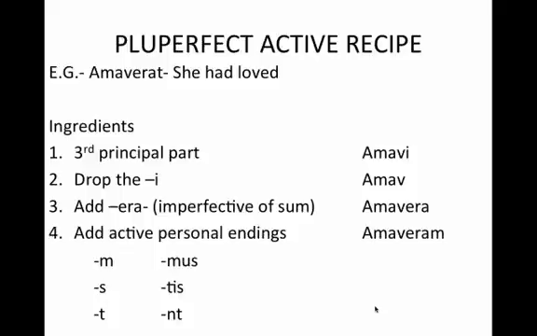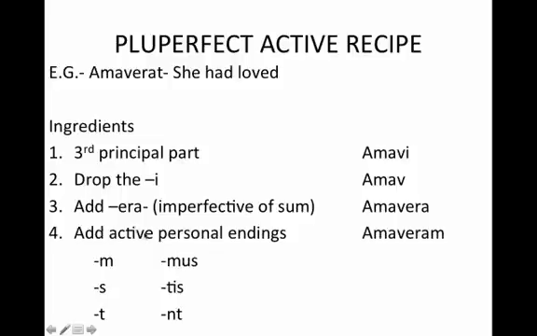So, a little recipe for the pluperfect active. Here's an example of a pluperfect active verb, amaverat, which is just she had loved. All you're going to do is take that third principal part, the same one that you used for the perfect active. So you get amavi for amo, amare, amavi, amatus. You're just going to drop the i, add era, which is the form that you use for the imperfect of sum: eram, eras, erat, eramus, eratis, erant.